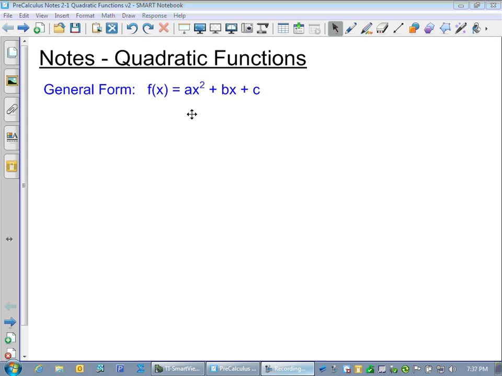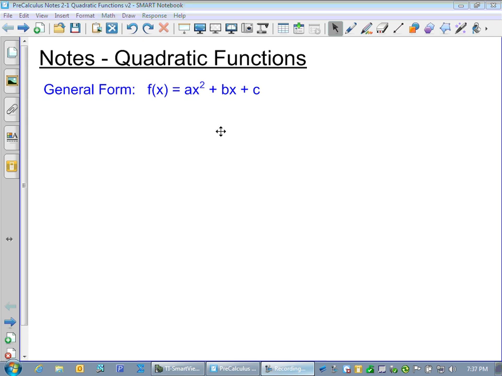Now, for our purposes, we're going to be working with mostly integer values for a, b, and c, but the analysis we're going to see here does apply to rational numbers, irrational numbers, and even complex numbers for a, b, and c. But mostly we'll be working with integers.